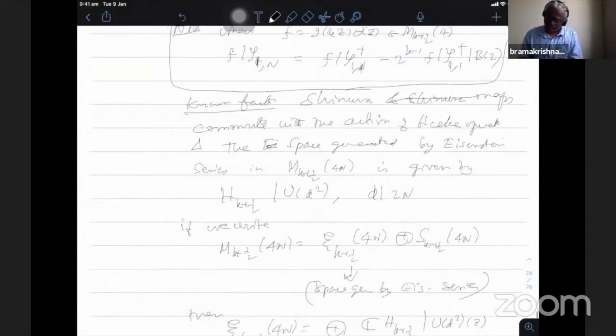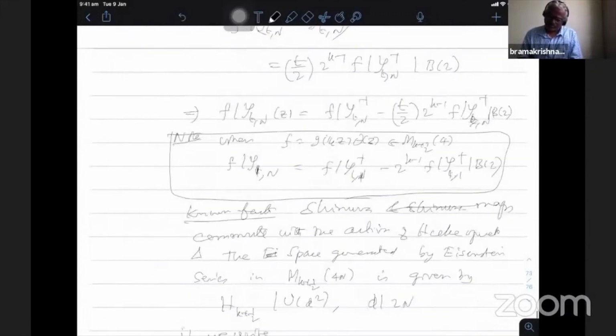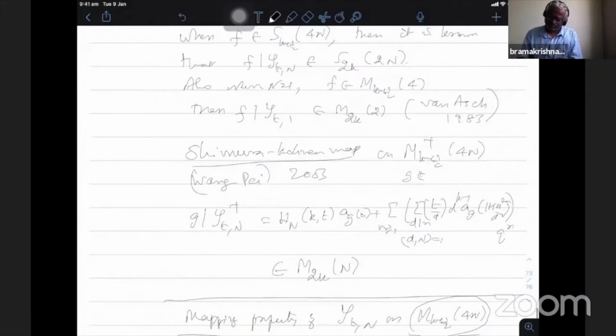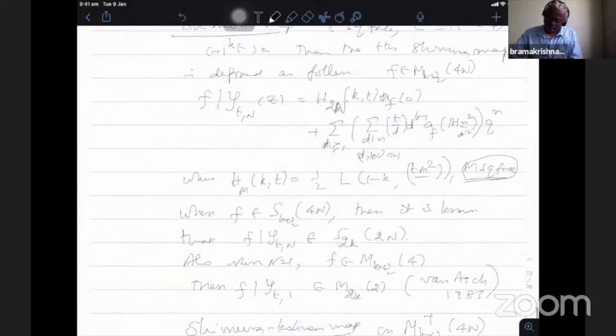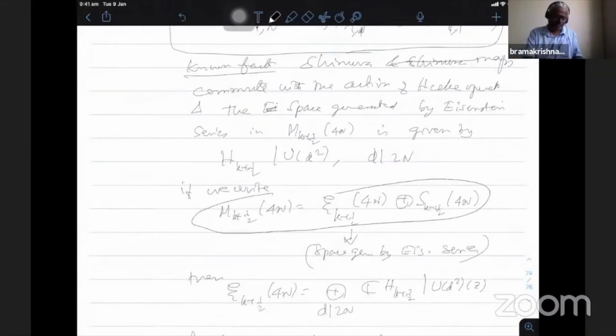This one, where did I write the direct sum? Somewhere I wrote the direct sum. No? M_{k+1/2}^+ of this one. So this is the direct sum that will be needed.